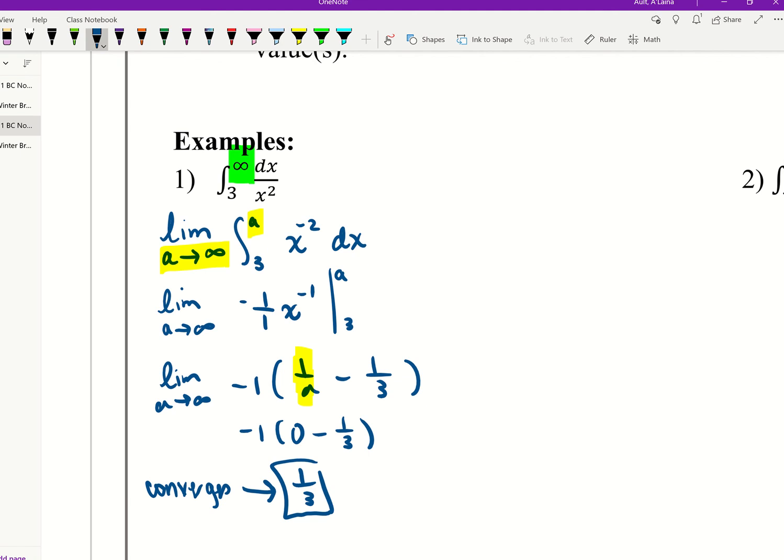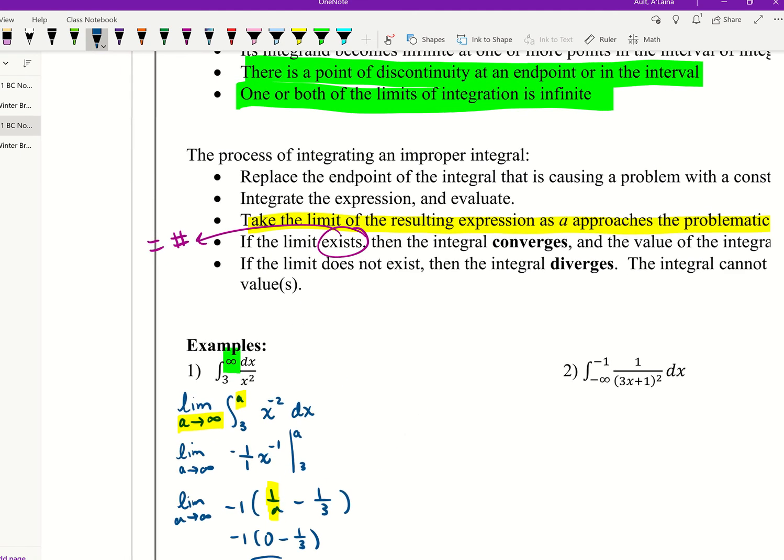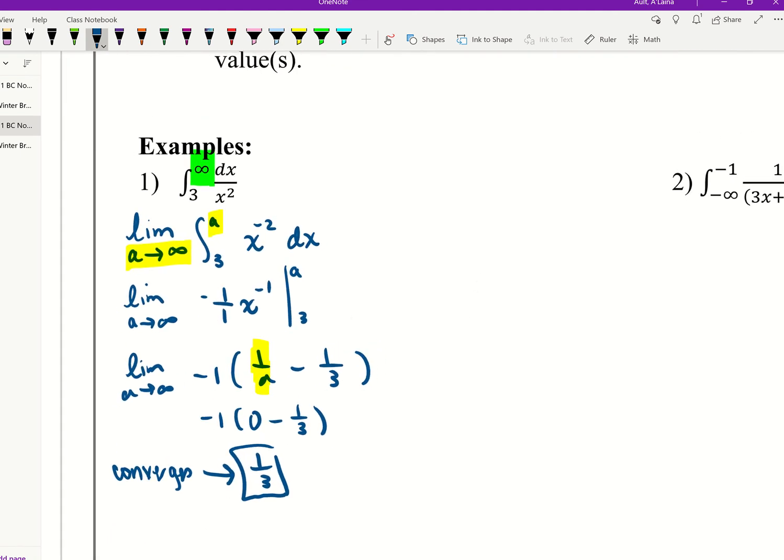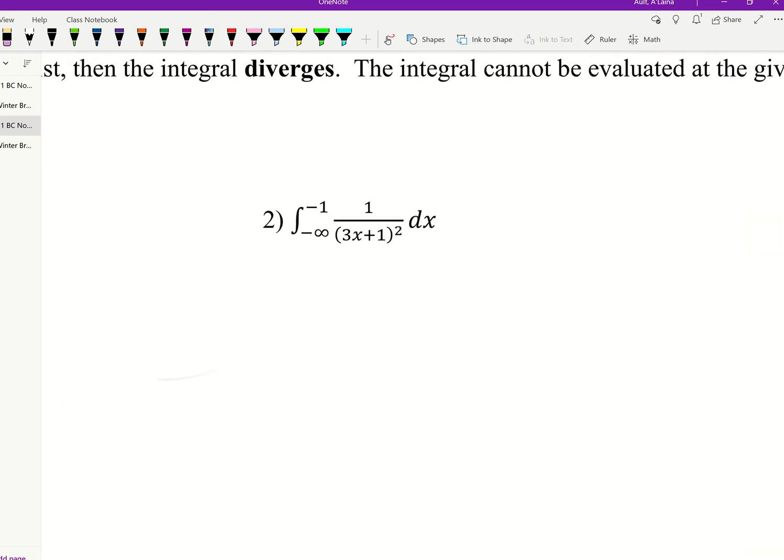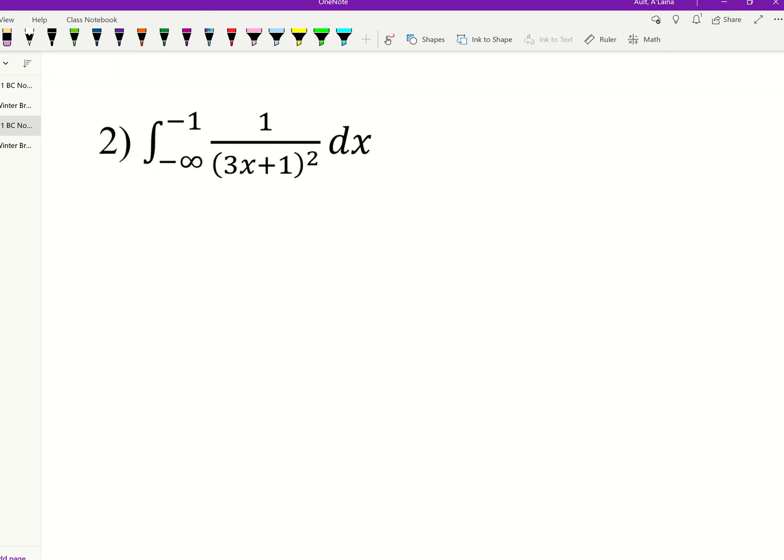Now, this whole converging that I'm writing is not part of your answer. I'm just trying to connect to the vocabulary up here. You don't actually have to write that if you don't want to. So I encourage you on this next one to pause the video and try this one yourself. And when you're ready, go ahead and restart the video.